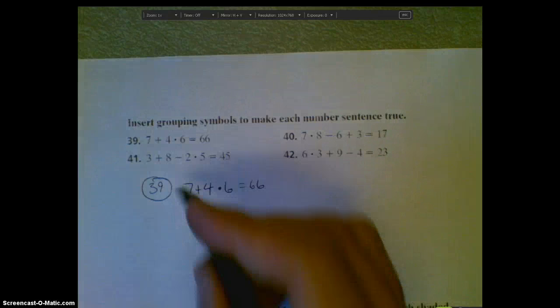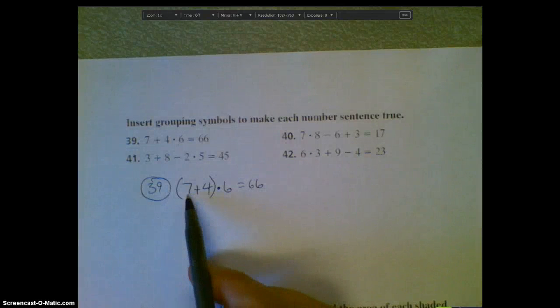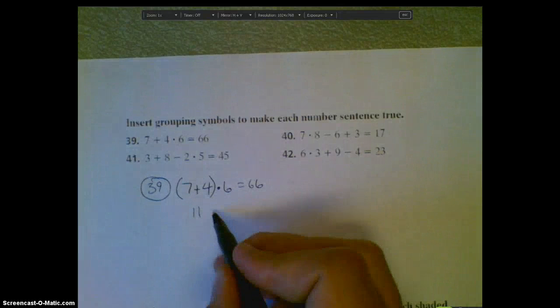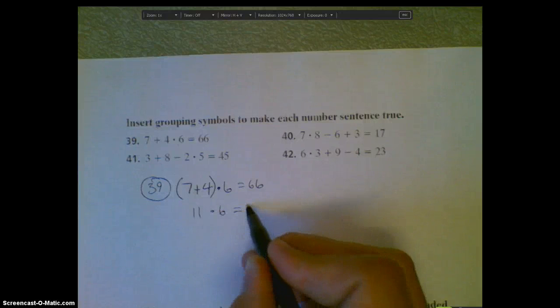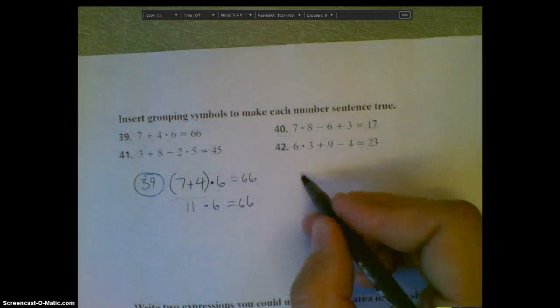So what I'm going to do instead for this problem is my trial is going to be putting the parentheses there. 7 plus 4 equals 11. 11 times 6, does that equal 66? Yes. So that's right. Now I'll try 41.